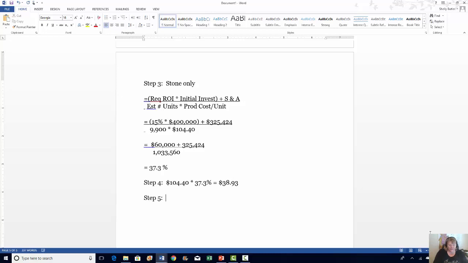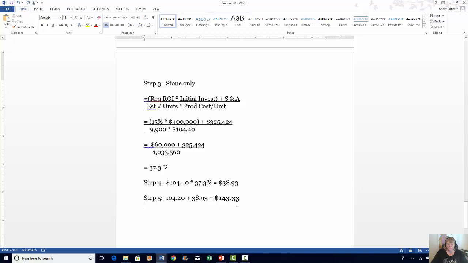And then step 5 is our $104.40 plus our $38.93 gives us a total of $143.33. So here's our price that we should charge if we want to get 15% return on investment on the stone statues.